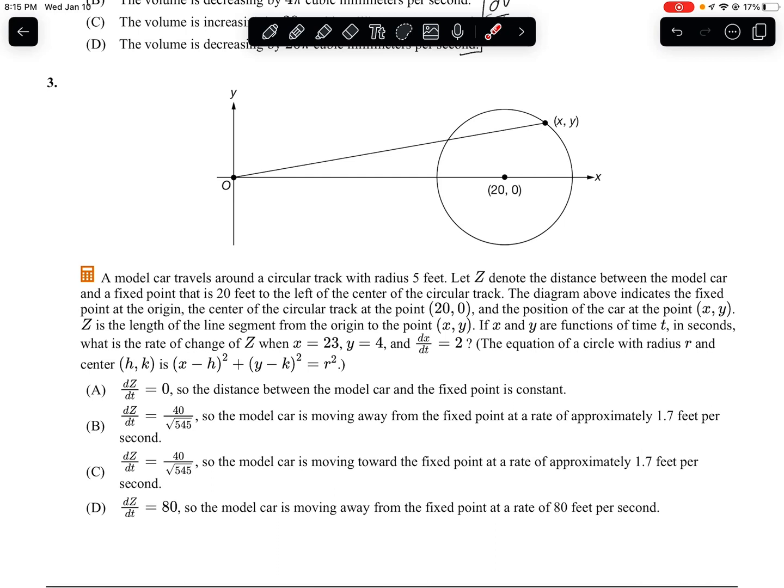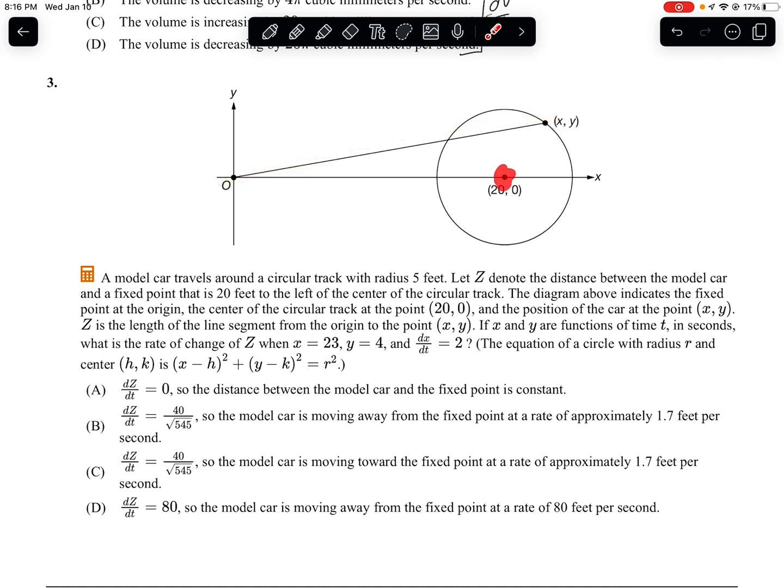Reading the problem. First, let's just read the problem and analyze what my thinking is and what your thinking should be. A model car is moving around this track. This radius is 5 feet, so that's going to be something important to note. Z is the distance from this point here to wherever the car is.